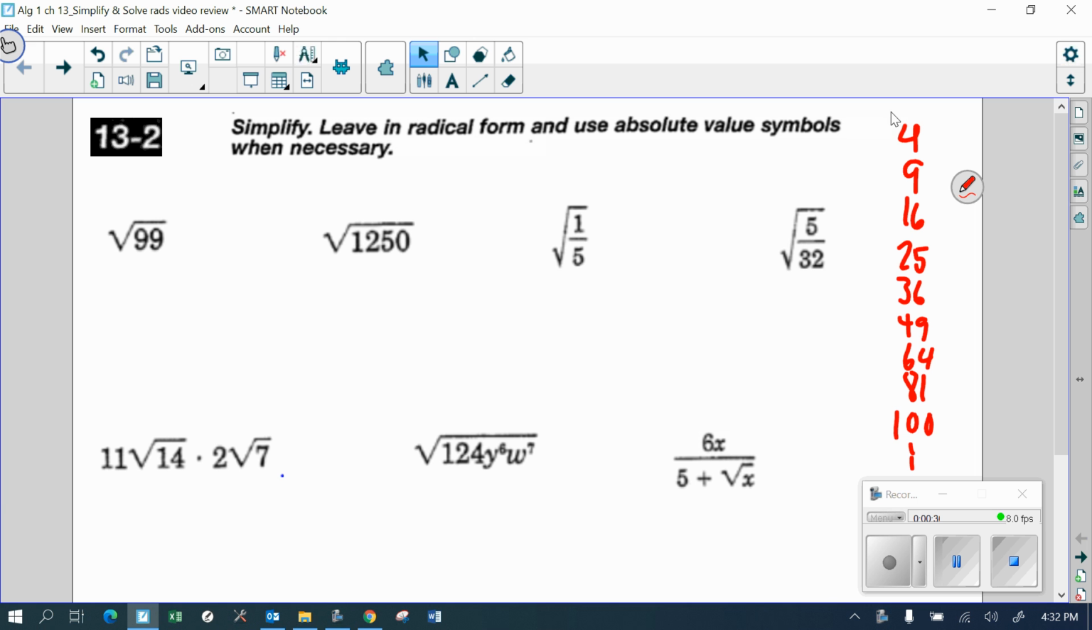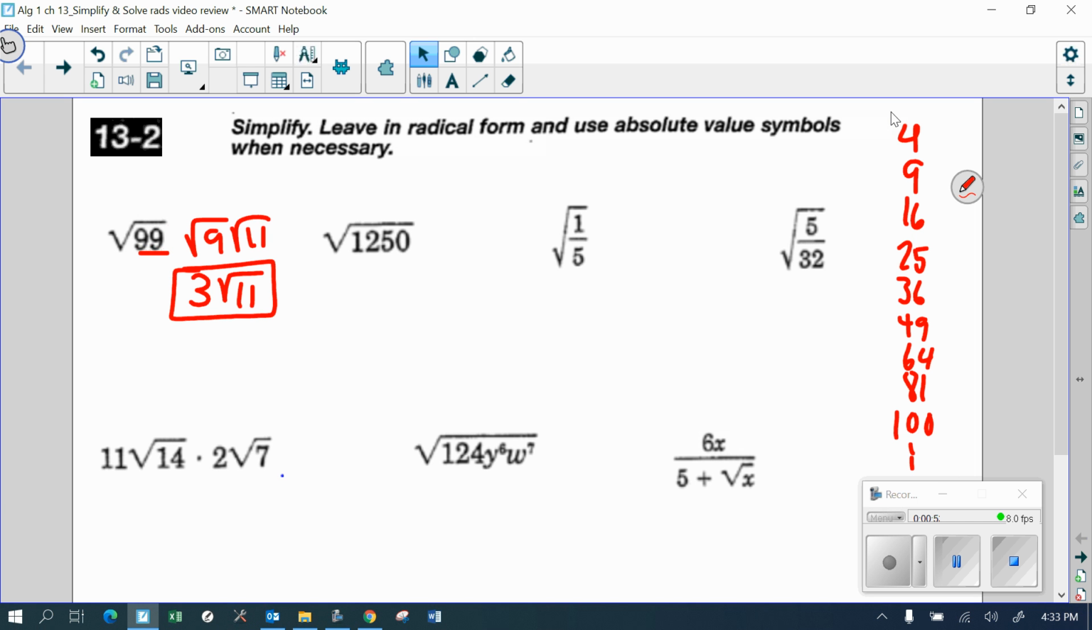So at 99, I should recognize from my times table that it's 9 times 11. That should be easy right there. So the square root of 9 breaks down to 3, and the square root of 11 doesn't break down. How do I know it doesn't break down? Because there is no perfect square that is half of 11 or lower. Half of 11 is 5.5. The only one lower than that is 4. So 4 does not go into 11 evenly, so it does not break down.